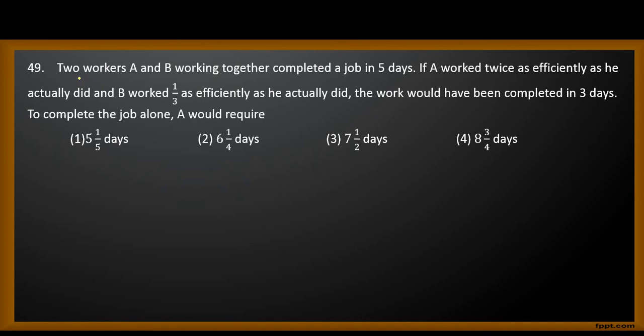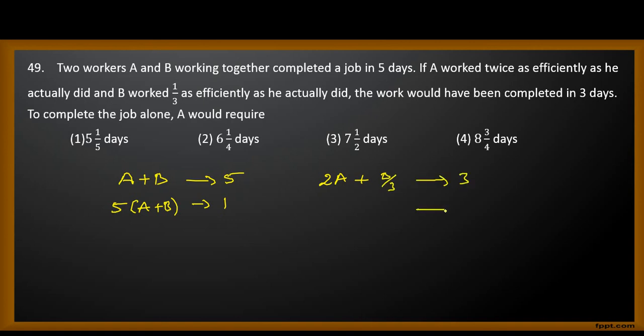Now, two workers A and B working together completed the job in 5 days. The combined efficiency is the efficiency of A plus the efficiency of B. With this efficiency, they are taking 5 days. To complete the work in 1 day, 5 times the efficiency of A and B is required. This is case 1. A worked twice as efficiently as he did, 2A, and B worked 1/3 as efficiently as he actually did. So B is working with 1/3 of his efficiency. They can do the work in 3 days.